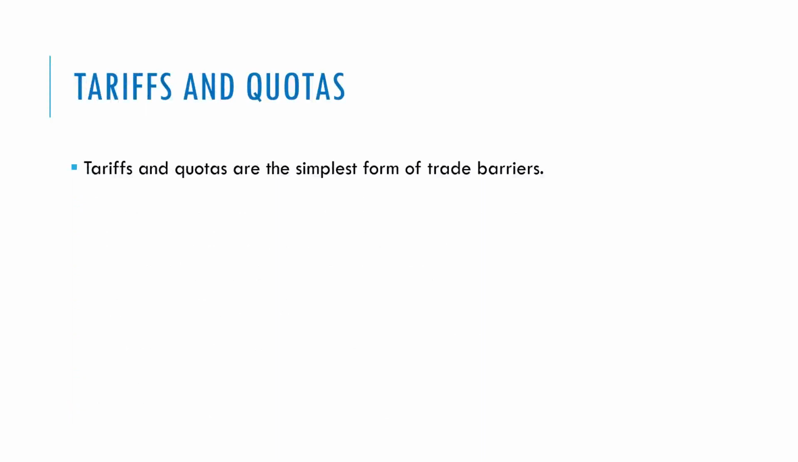Tariffs and quotas are the simplest form of trade barriers, and they can actually get complicated. Sometimes they're combined into these kind of multi-part trade barriers, and we're going to keep it simple for our purposes. But just understand that anything that I could teach you with more sophisticated forms of trade barriers, we can learn this way, keeping it simple.